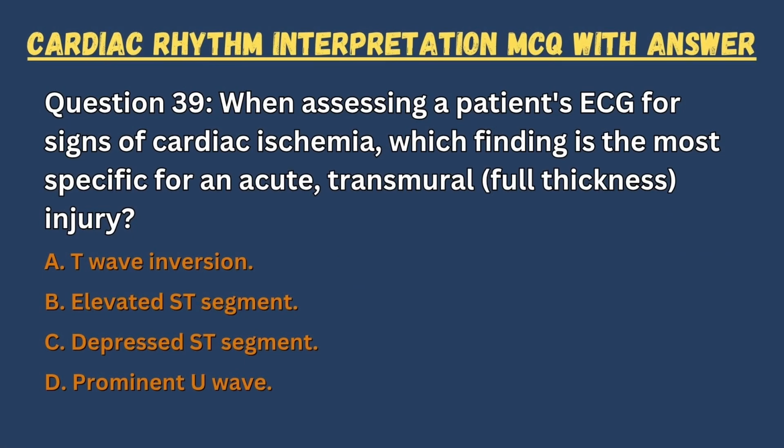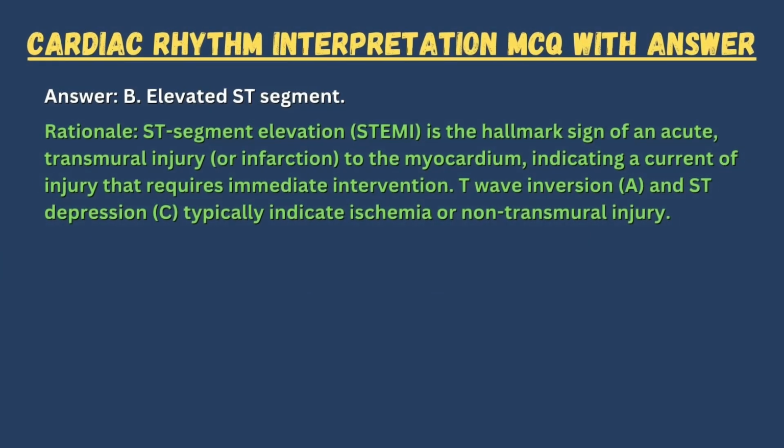Question 39. When assessing a patient's ECG for signs of cardiac ischemia, which finding is the most specific for an acute, transmural, full-thickness injury? A. T-wave inversion. B. Elevated ST segment. C. Depressed ST segment. D. Prominent U-wave. Answer. B. Elevated ST segment.